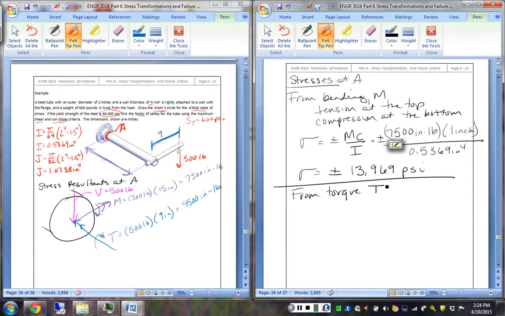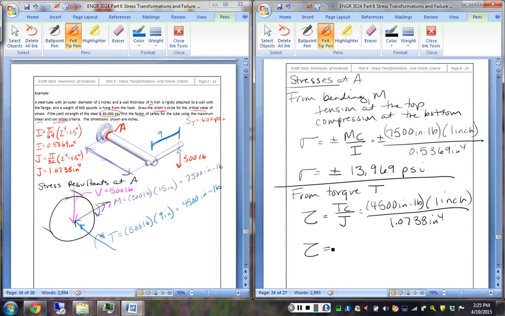From our torque T, we know that the shear stress is Tc over J, the applied torque, times the distance from the neutral axis to the outer surface, divided by the polar moment of inertia. We have our 4,500 inch-pounds of torque, the same distance from the center to the neutral axis, and our polar moment of inertia, 1.0738 inches to the fourth. So we have a shear stress value of 4191 psi.